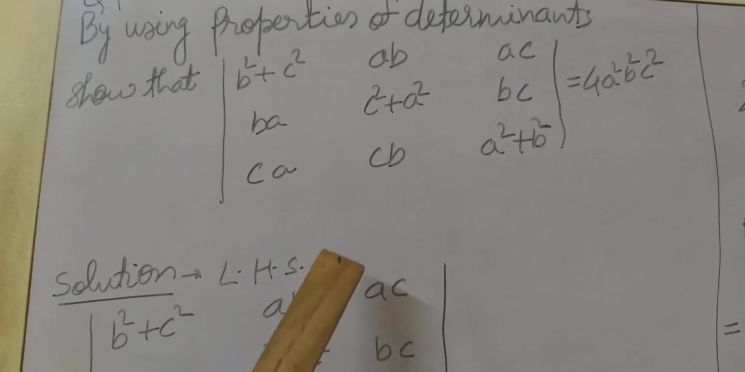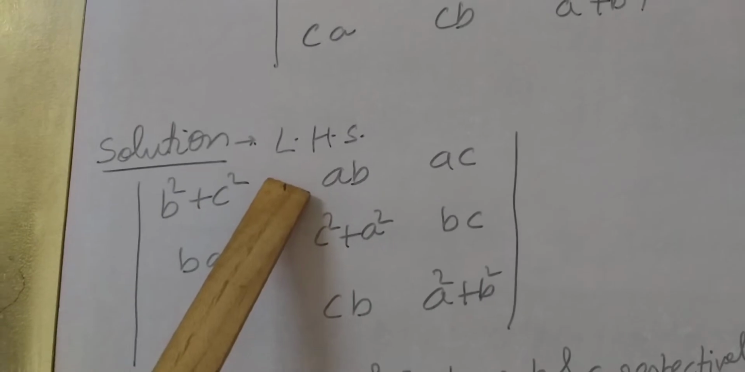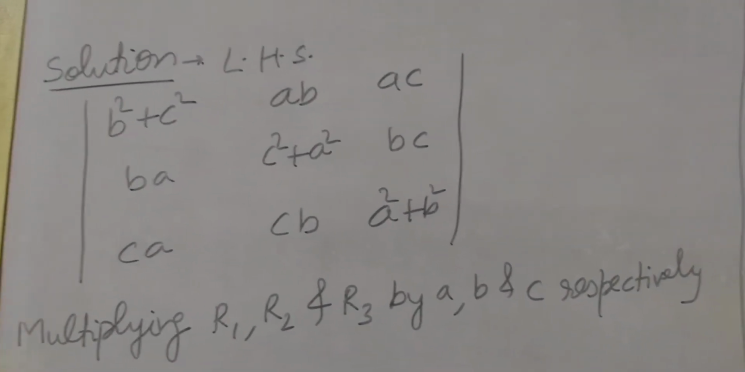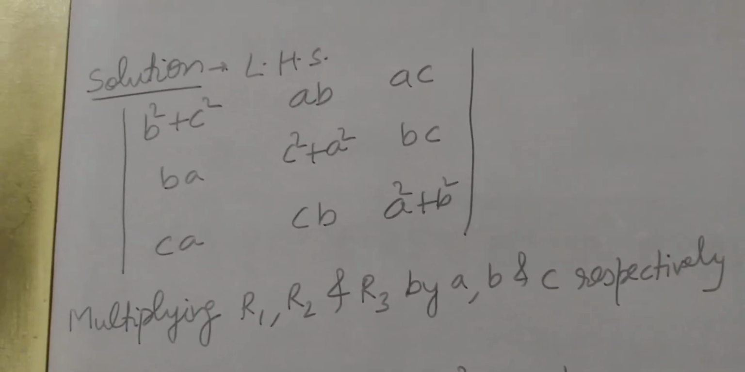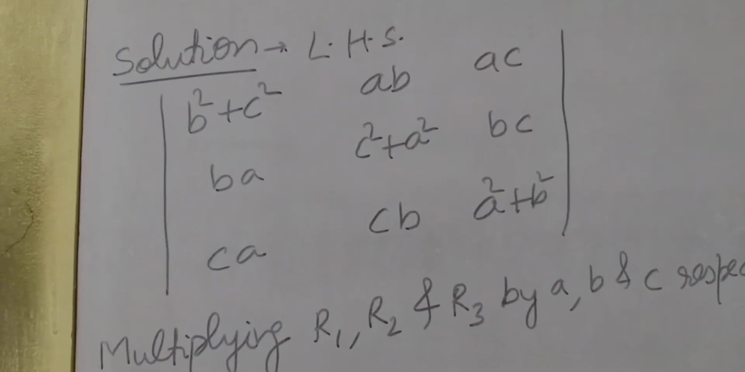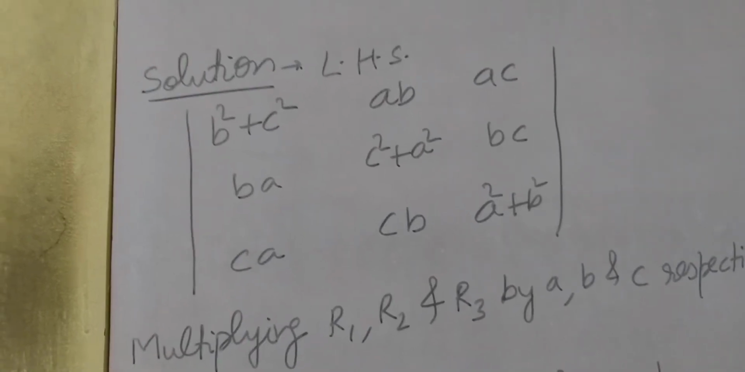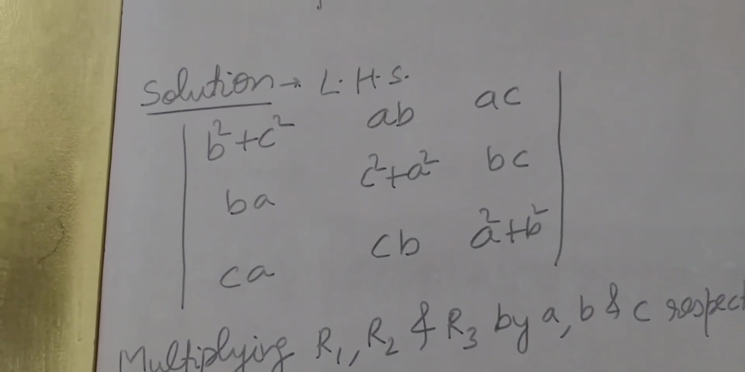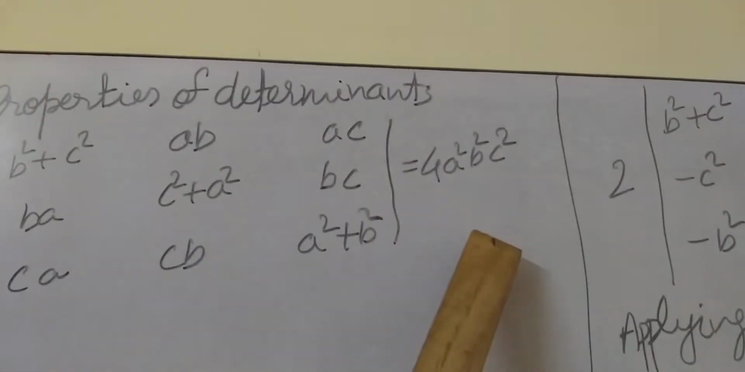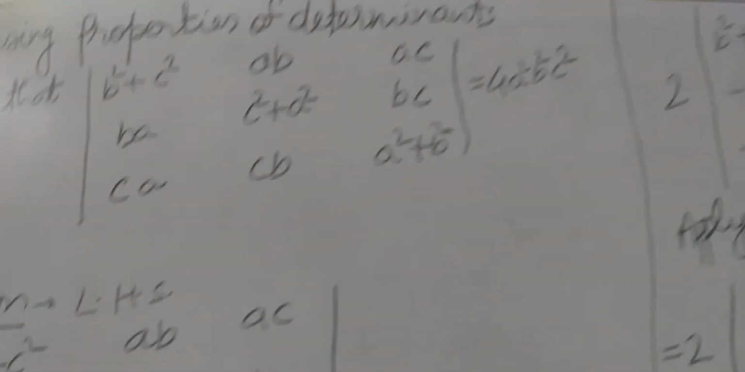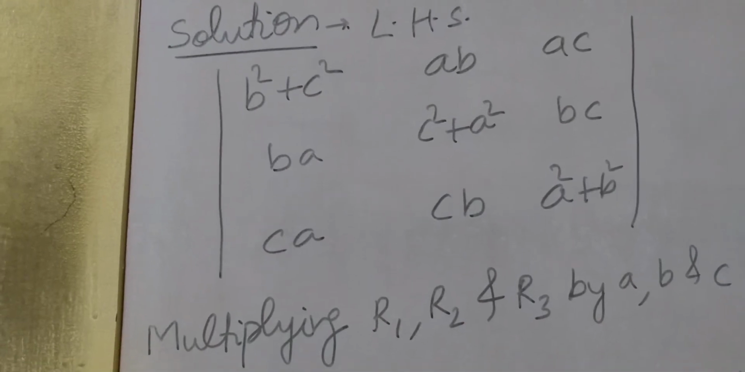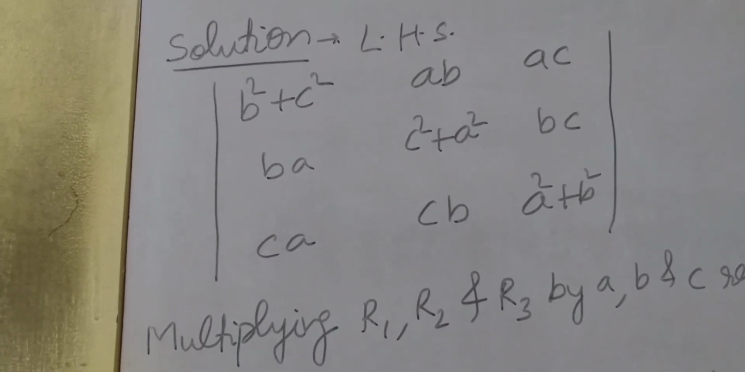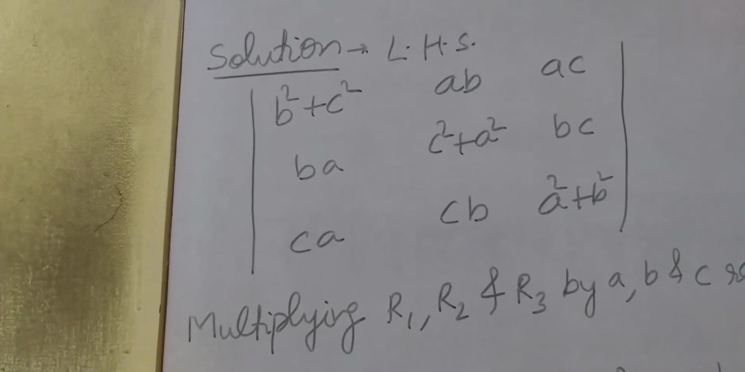So students, we can take the LHS first. Now students, we have to think about which property we can apply. Generally we have to keep in mind what we need, and also that we have to form zeros.